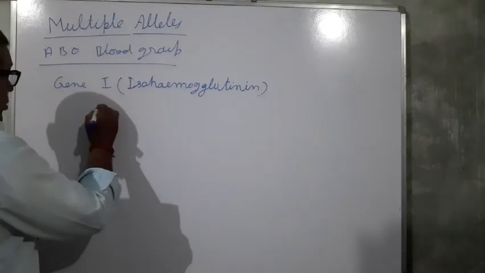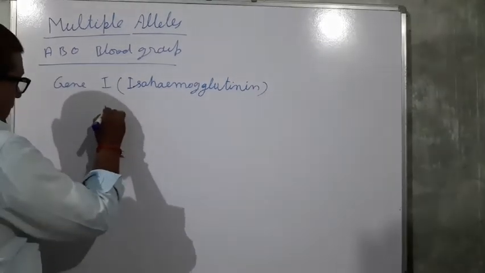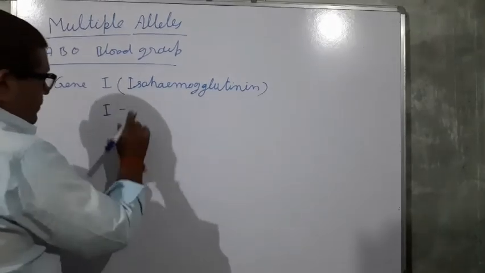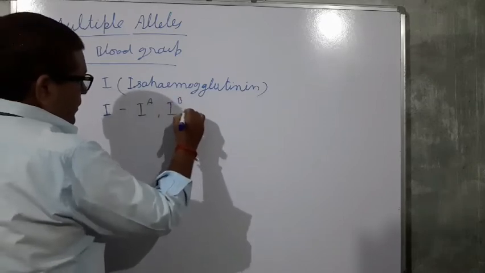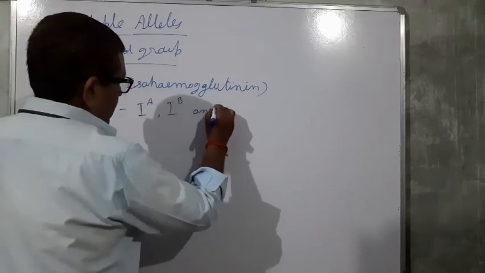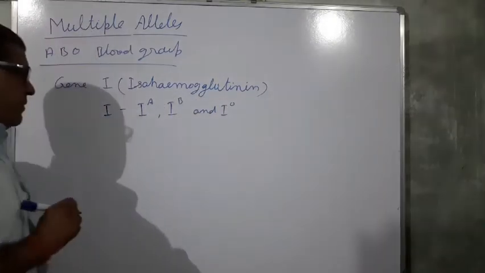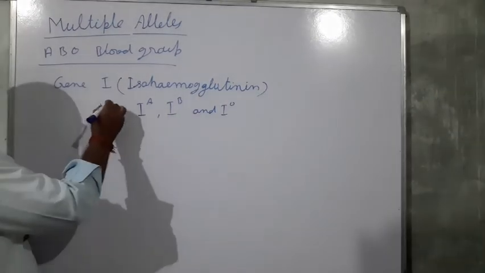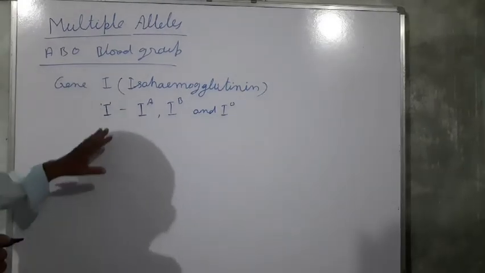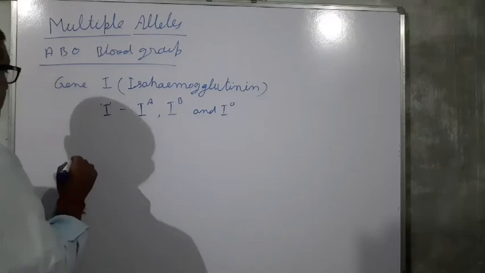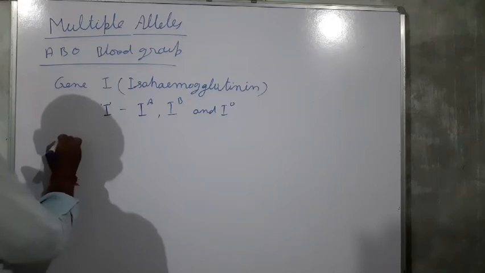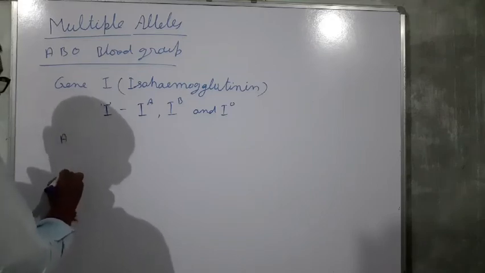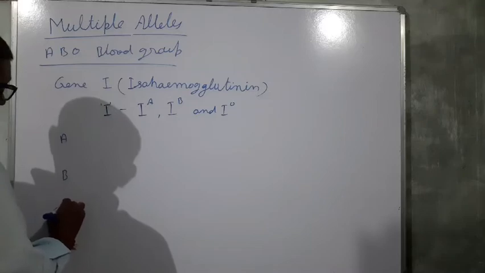This gene has three alleles: IA, IB and IO. This I gene has three alleles. In relation to blood group, three types of blood groups are there: blood group A, blood group B and blood group O.